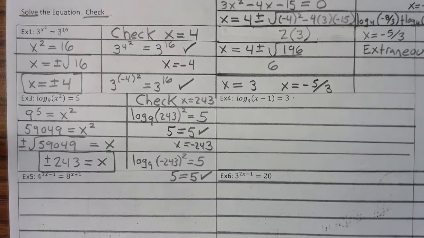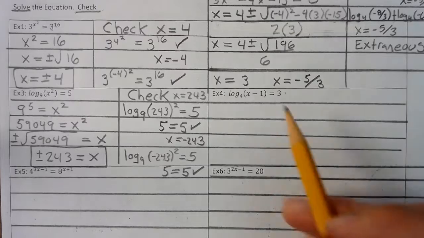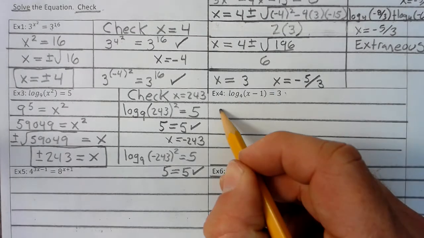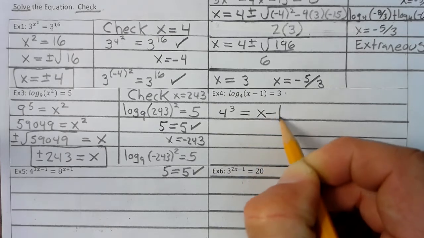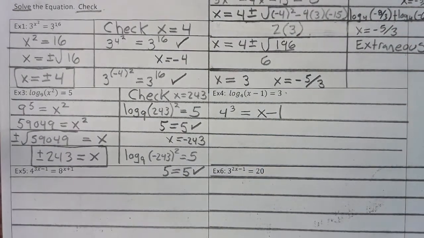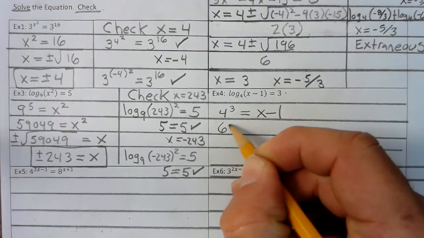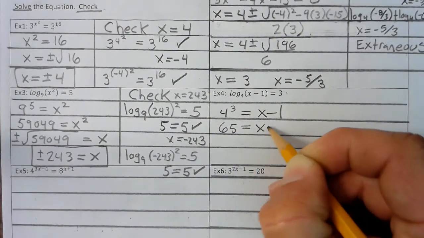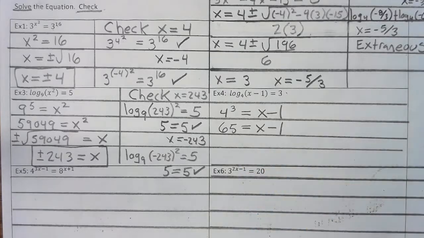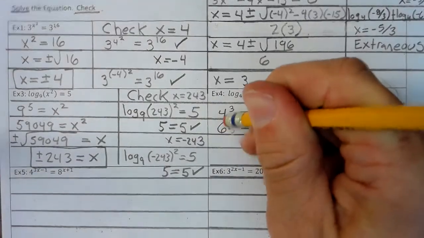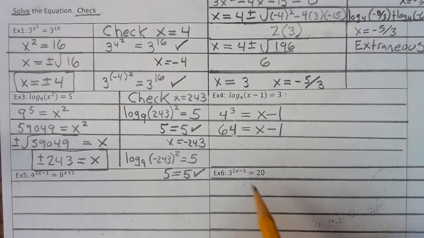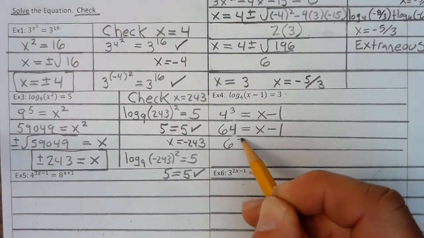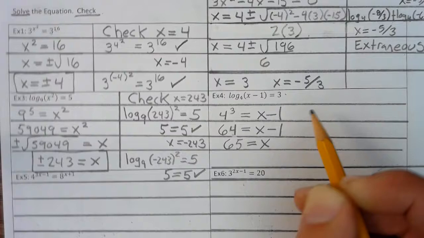All right, so now let's take a look at example 4. Same thing, we're going to convert the log into exponential so that we can write this as 4 to the third power equals x minus 1. Well, 4 cubed is 65... I'm sorry, 4 cubed is 64. So if you add 1 to both sides, you get 65 equals x.